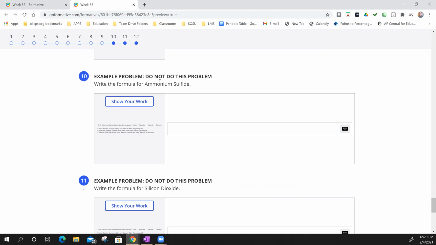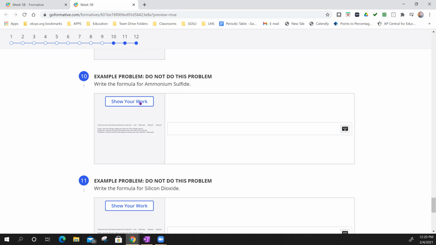So the first example is to write the formula for ammonium sulfide. And right now this says do not do this problem. That is not true. I want you to do this problem with the video. And actually, as I'm doing this live in class, I want you to do this with me. So if you missed class, we did this in class together. I'm erasing this "do not do this problem" after this video.